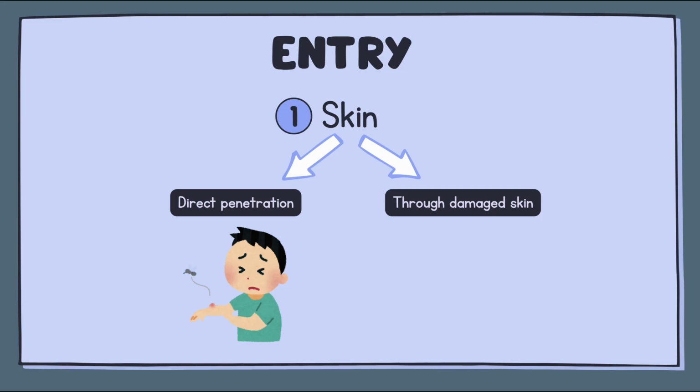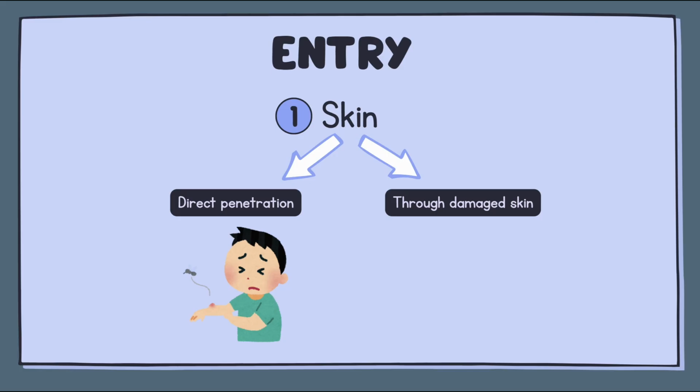Now, looking at direct penetration, some organisms are capable of penetrating even intact skin. Examples are dermatophytes, fleas, ticks, mosquitoes, and these organisms can enter the body in several ways. They may bite the skin, they may burrow through the skin, or they inject the pathogen through the skin.